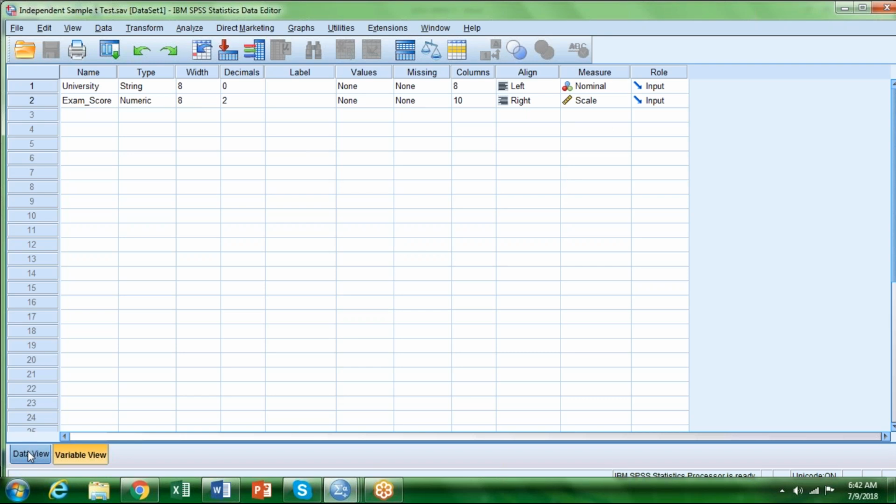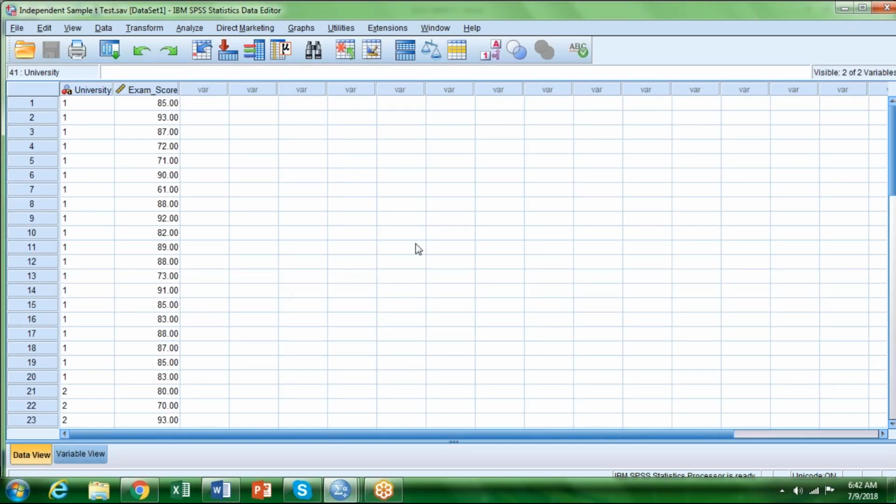And so then when we look at data view, you'll notice that here's university, and 1 through 20 is now coded 1, and 21 through 40 is now coded 2. So 1 is university A, and 2 is university B.